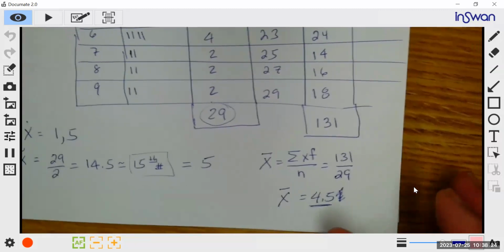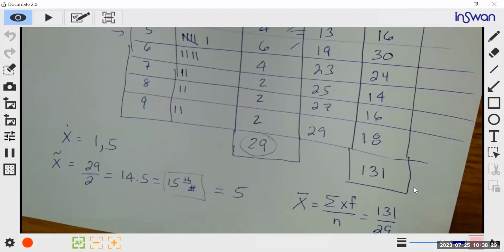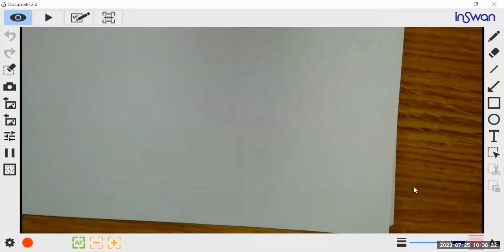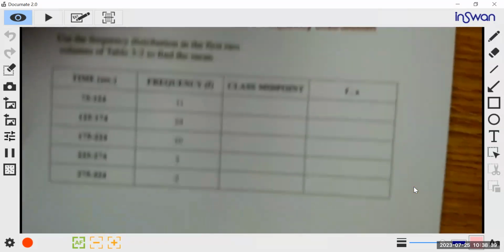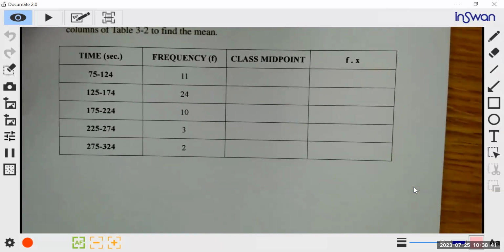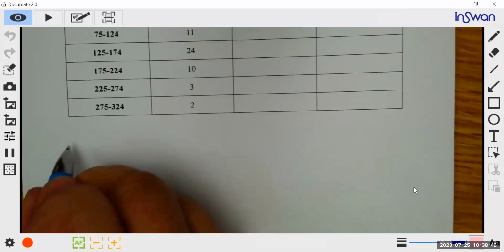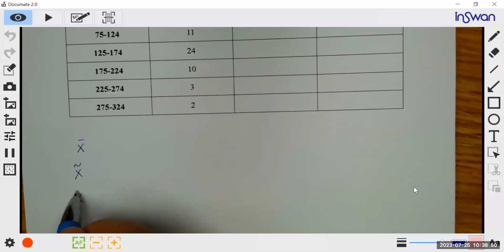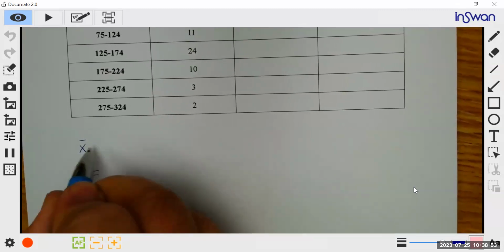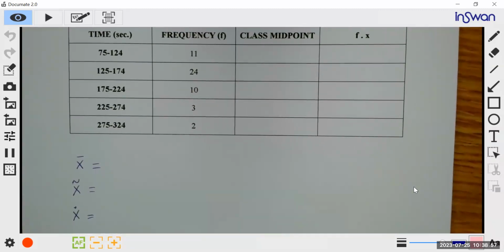Okay, let's look at another example then. Find these for me with this data set.